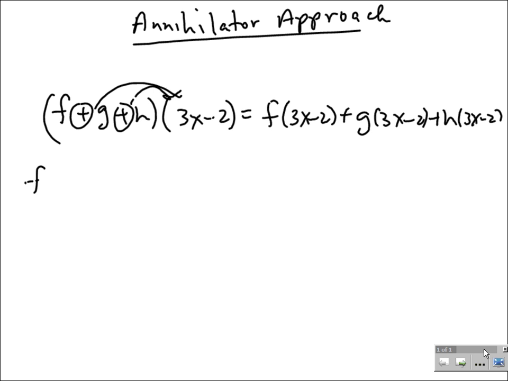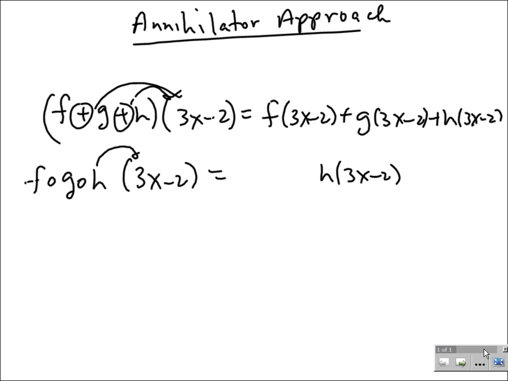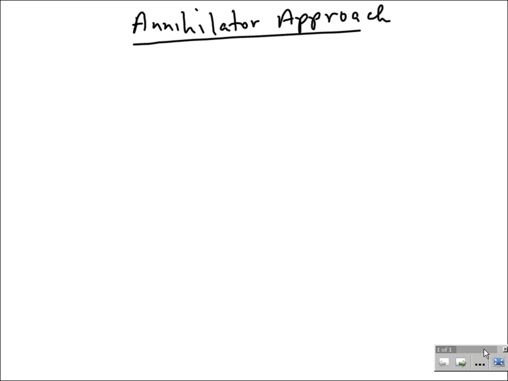And if it was being composed, first you would take h of 3x minus 2, and then whatever you got, and what's in that bracket, you would then take g of that. And then whatever you have after doing g, you would take f of it. Now, linear operators are pretty much the same.